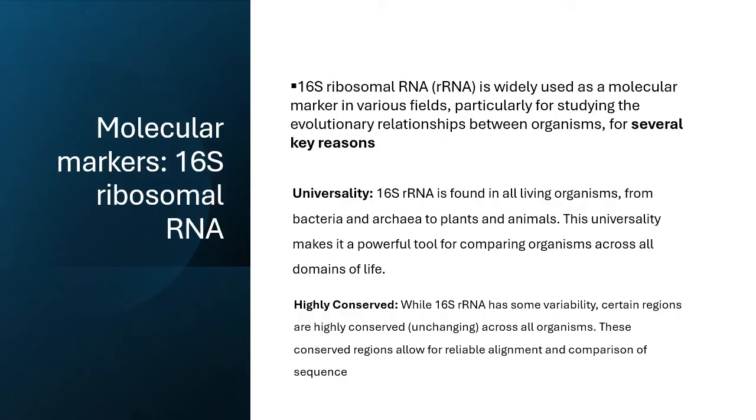When I say highly conserved, the 16S rRNA has some variability, but certain regions are highly conserved, that is, an unchanging portion across all organisms. And these conserved regions allow for reliable alignment and comparison of sequences. The conserved regions are useful for identifying broad taxonomic groups, and they help us to differentiate between closely related organisms and non-related organisms.